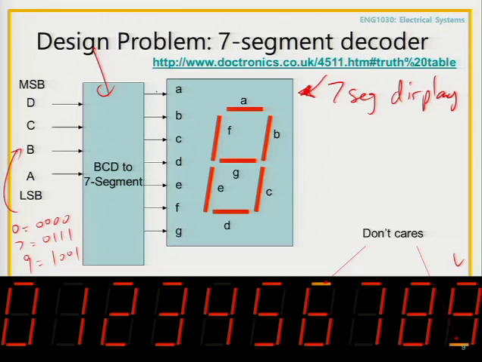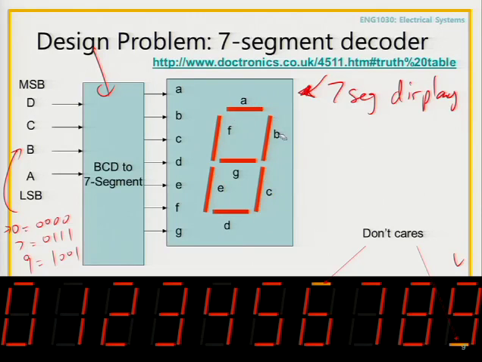And on the outputs, there are 7 outputs. Each of these outputs must be a 1 if, for example, I put the digit 0 into the decoder, our BCD to 7-segment decoder, then I need certain parts of the display to light up. So if I put 0 in, I need A to light up, B to light up, C to light up, D to light up, E to light up, and F to light up. Does that make sense? Okay, so that's your design specification.